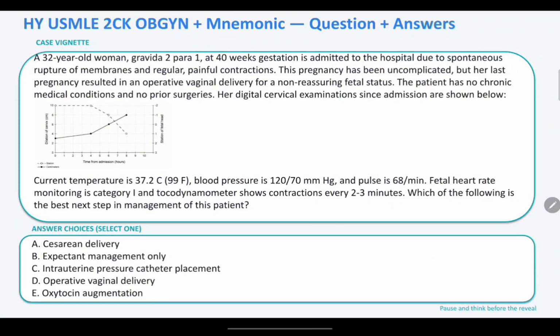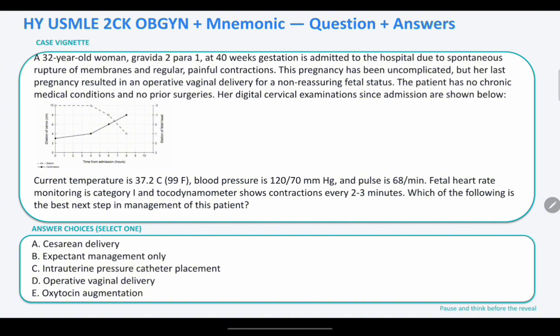Okay, let's look at our first slide. We have a case vignette. I will read it out loud and I want you to focus on the key numbers and facts. The case says a 32-year-old woman, gravida 2 para 1 at 40 weeks gestation, admitted to the hospital. She is having spontaneous rupture of membranes and regular painful contractions. This is a sign of true labor.